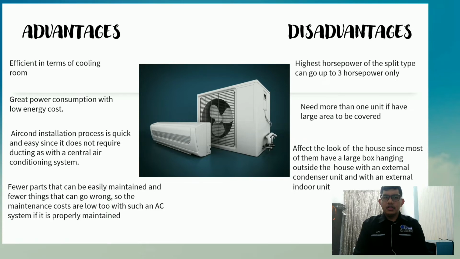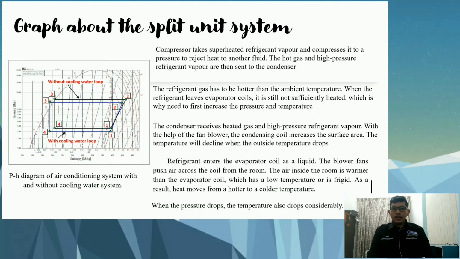Next we move to the other parts. Now we continue about the split unit system. First, the compressor takes superheated refrigerant vapor and compresses it to a pressure to reject heat to another fluid. The hot gas and high pressure refrigerant vapor are then sent to the condenser.